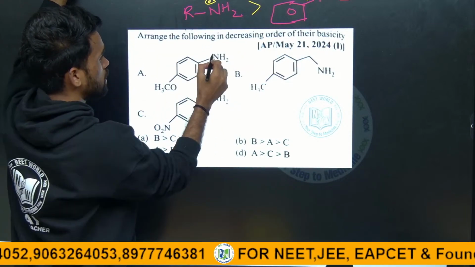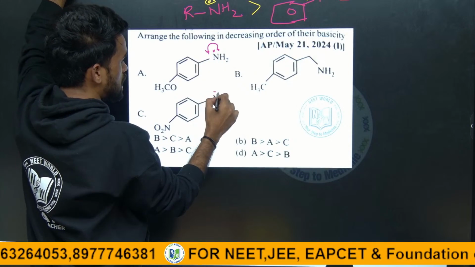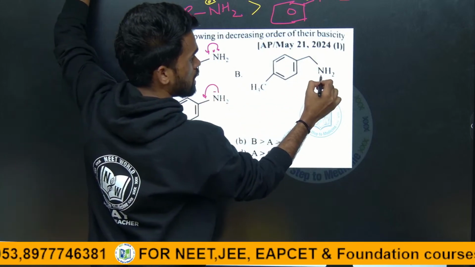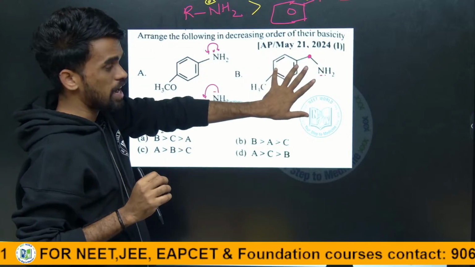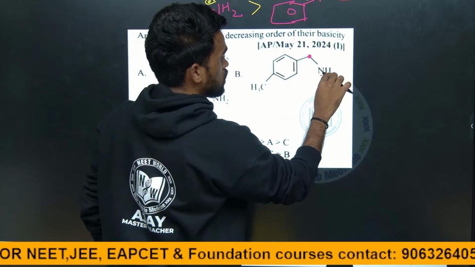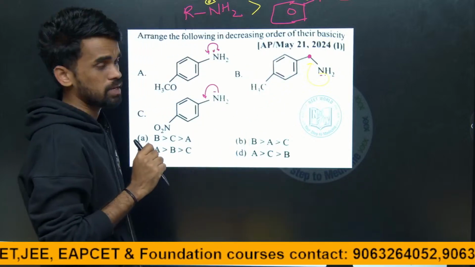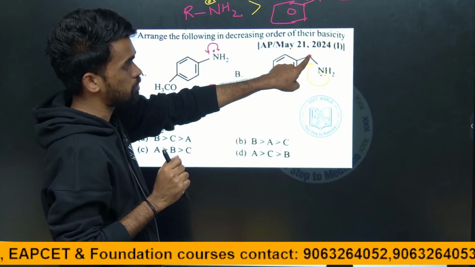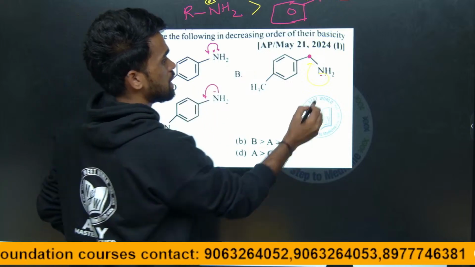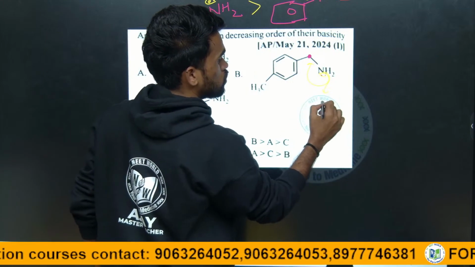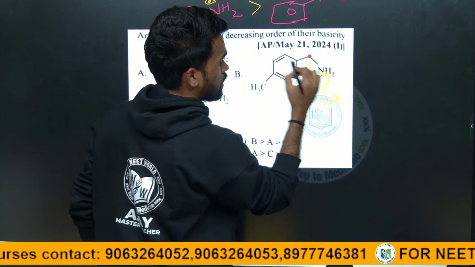Now look here, this is an aromatic amine, this is also an aromatic amine, but this is not an aromatic amine because it is not in conjugation. I mean, the compound is aromatic, but these electrons are not in conjugation, right? Because there is no conjugation with this carbon, because it is an sp3 hybridized carbon. Therefore I can say these electrons are available freely to donate to the H plus ion or to accept the H plus ion.